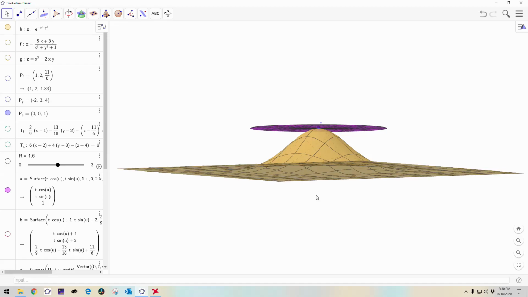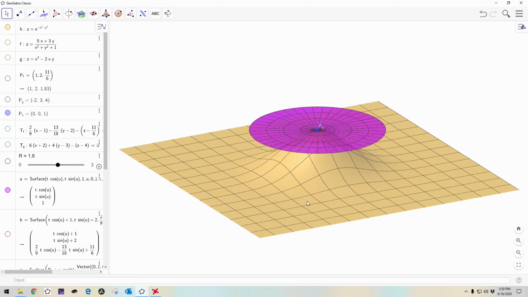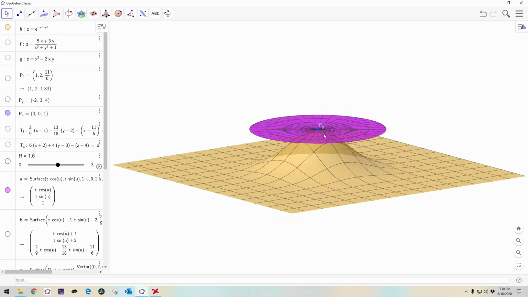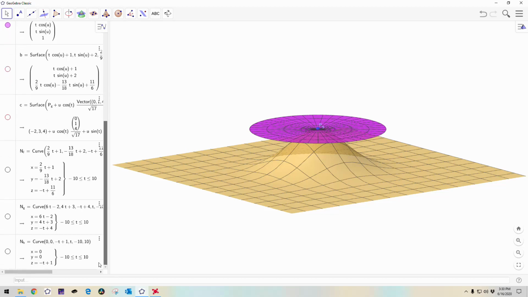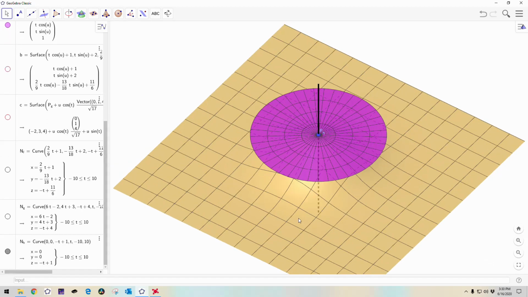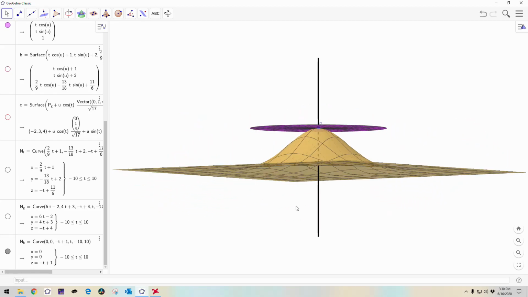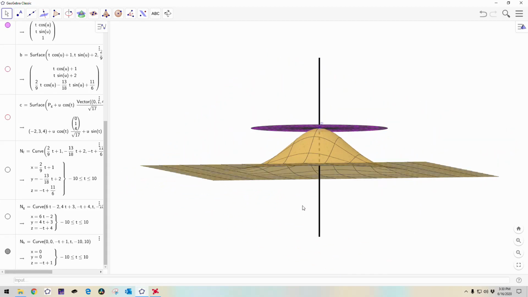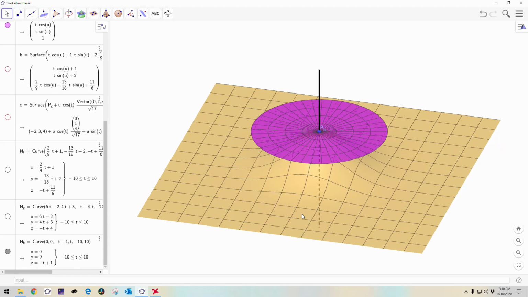But this is the tangent plane. You can see it's horizontal, and it's horizontal because we picked the point that is actually the very top of the peak. Okay, so then the normal line to this is this, which is actually the z-axis, but I turned the axes off so you can see it. It is going completely vertical there, parallel on top of the z-axis.